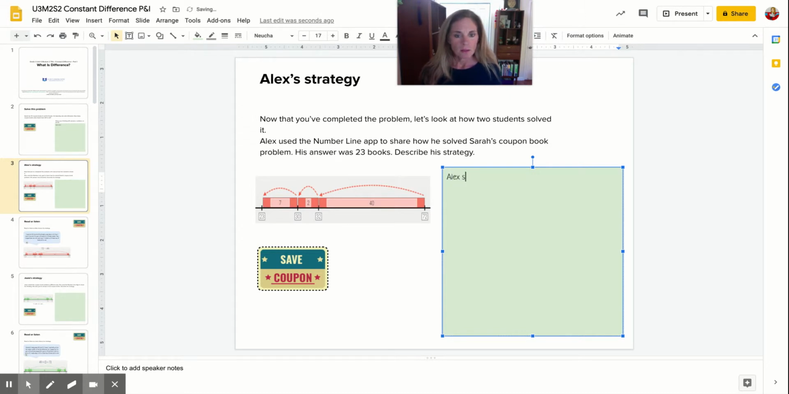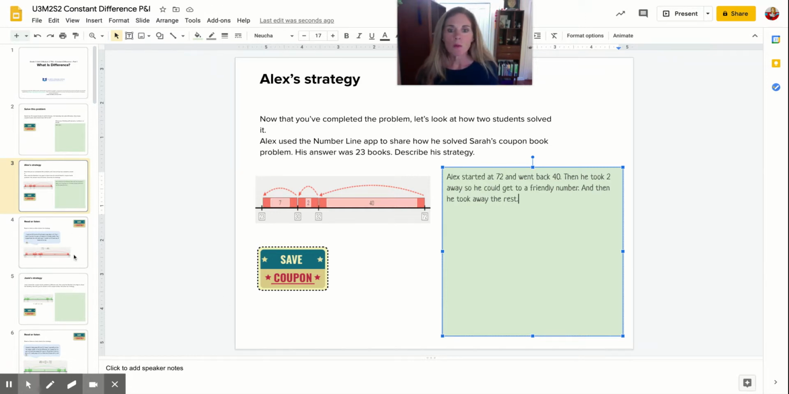Alex started at 72, because you can see that on the number line, and went back 40. Then he took 2 away so he could get to a friendly number, and then he took away the rest. Right? So that's how you do that problem.